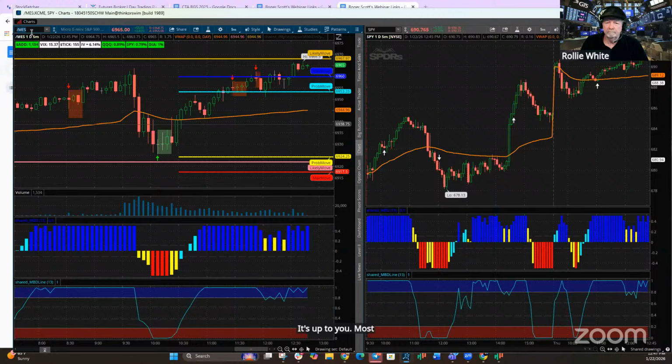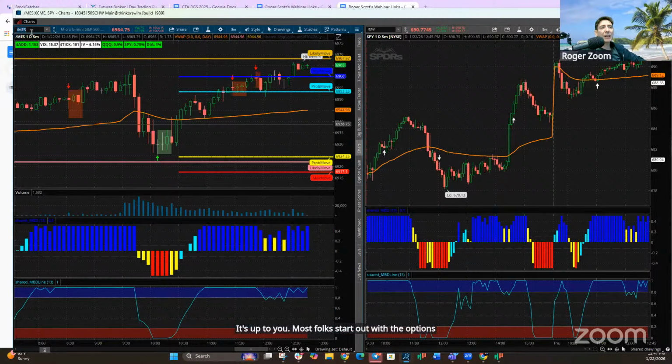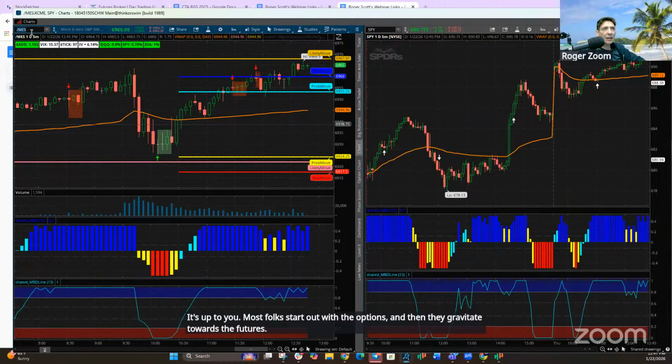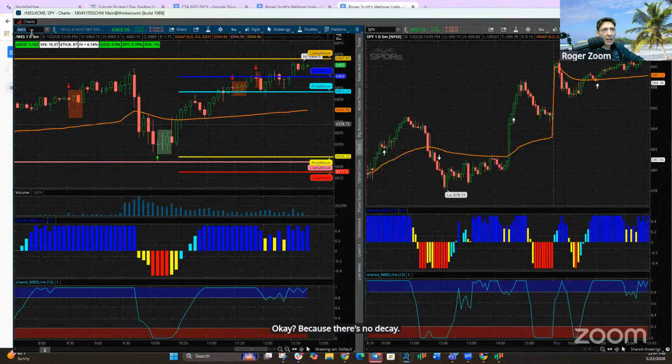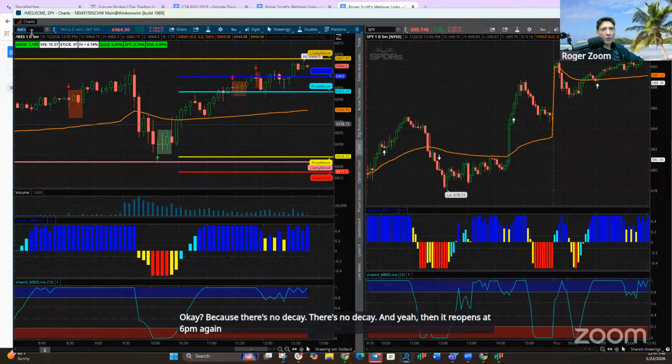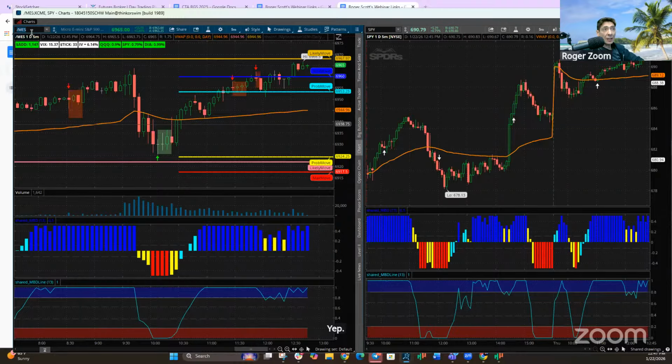Most folks start out with the options and then they gravitate towards the futures, okay? Because there's no decay. And yeah, then it reopens at 6 p.m. again. Futures are virtually around the clock. They only close for about an hour, except for the weekends. A lot of us, T-Buzz, Raleigh, myself, Jeff Smith, started out with futures.